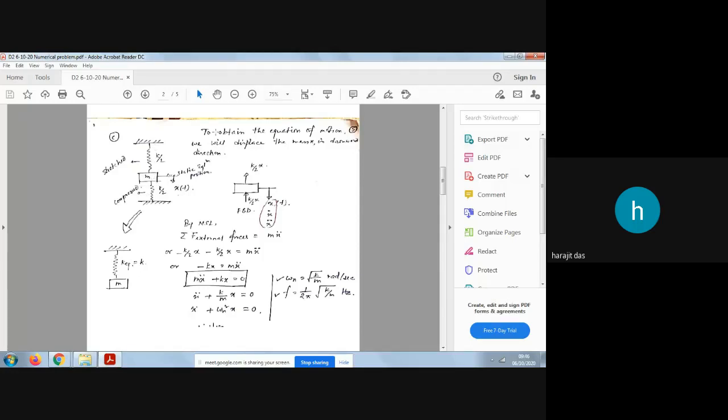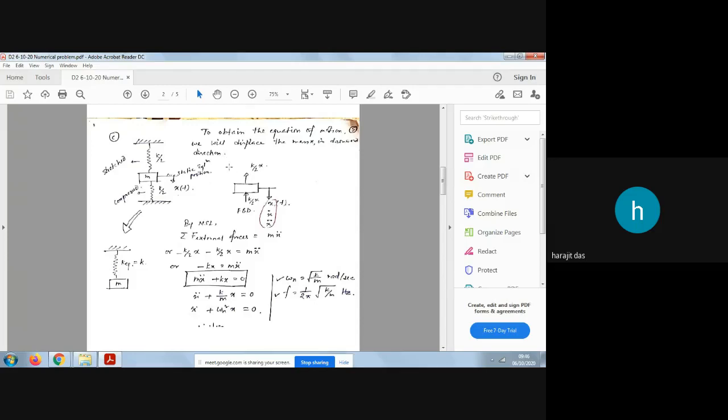You are asked to find the equation of motion of the system, and you are asked to find the natural frequency as well as the linear frequency of the system. So how will you approach? I have written only the mathematical part, so you need to write some parts theoretically also.